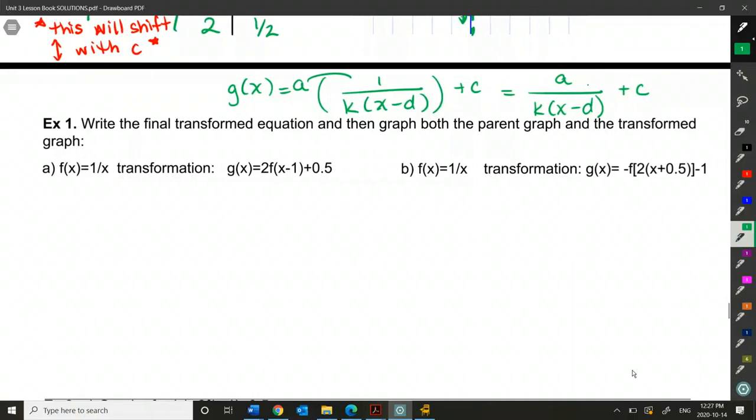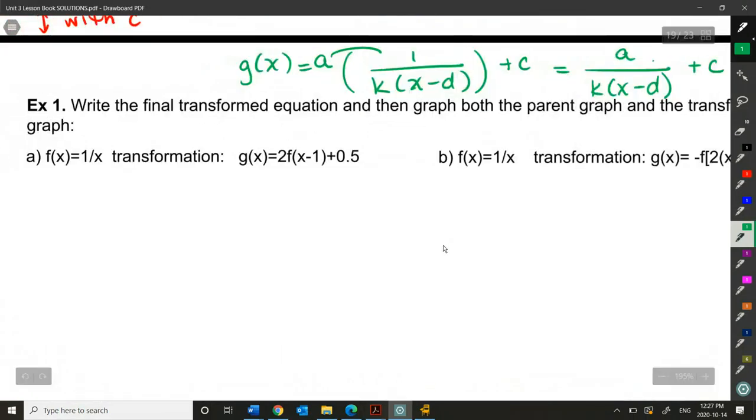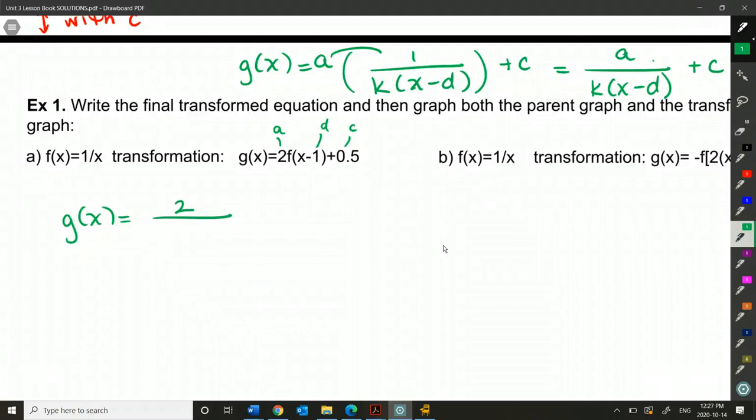All right, given that information, if we take a look at part A here, here's my parent, here's my transformed, f at x and g at x. We have an a, d, and a c. Can somebody tell me what my final equation would look like here? Oscar? Would it be 2 over, you have to put brackets, right? So it would be x, no, you don't. x plus 1, don't change it in the equation. And minus 1, and then plus 1. Great.